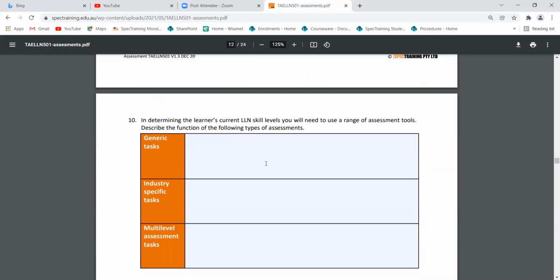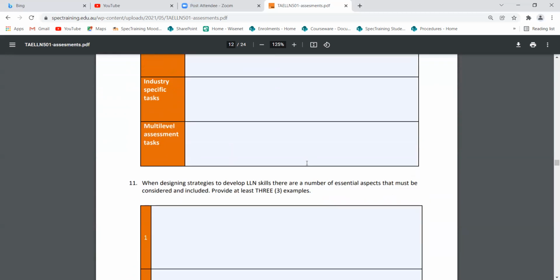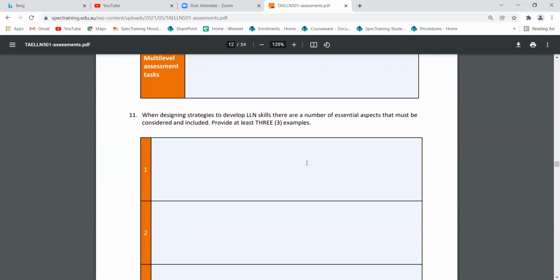So number 10, in determining the learner's current LN skill levels, you will need to use a range of assessment tools. Describe the function of the following types of assessments. So generic tasks, industry-specific tasks, multi-level assessment tasks. Okay, so you could certainly Google each of these, but essentially you should be able to answer that question without too much help there. Okay, question 11, when designing strategies to develop LN skills, there are a number of essential aspects that must be considered and included. Provide at least 3 examples.